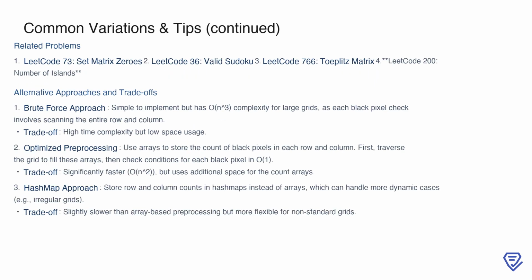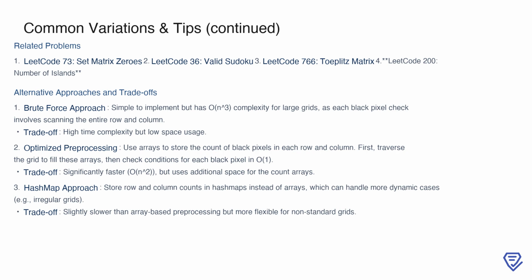This problem shares similarities with several related problems that can help you deepen your understanding of grid-based algorithms. For example, LeetCode 73, Set Matrix Zeroes, involves modifying a grid based on specific constraints, while LeetCode 36, Valid Sudoku, focuses on validating a grid structure. LeetCode 766, Toeplitz Matrix, and LeetCode 200, Number of Islands, also deal with traversing and analyzing grid patterns. Exploring these problems can give you additional insights and techniques applicable to Lonely Pixel 2.